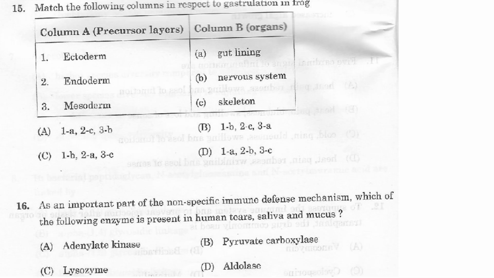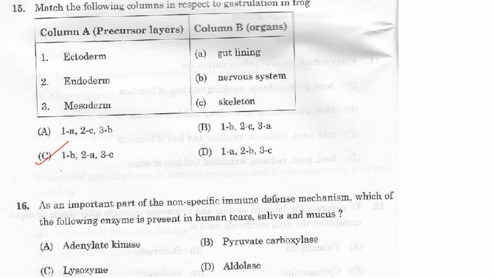Then match the following columns with respect to gastrulation in frog. Ectoderm gives rise to the nervous system, so 1B. 1B is there in C and B; A and D we will not consider, as 1B is not there. Then ectoderm, gut lining, 2A. So C is the right answer, because in B it is 2C, which is not correct. Mesoderm, skeleton, 3C. So 1B, 2A, 3C.